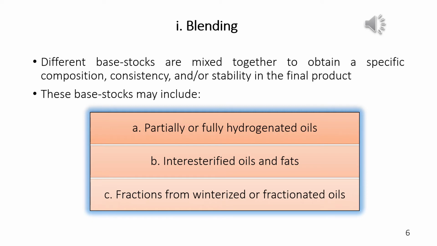The base stocks may include following processes. Number 1 is partially or fully hydrogenated oil. Number 2 is interesterified oils and fats. Number 3 is fractions from winterized oil or fractionated oils.